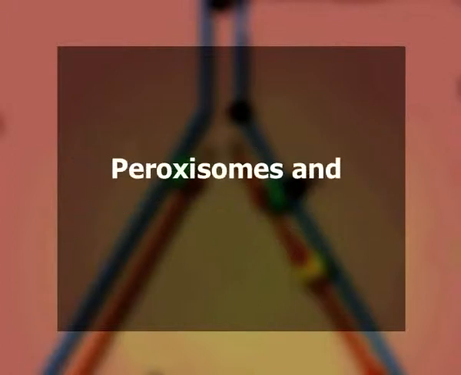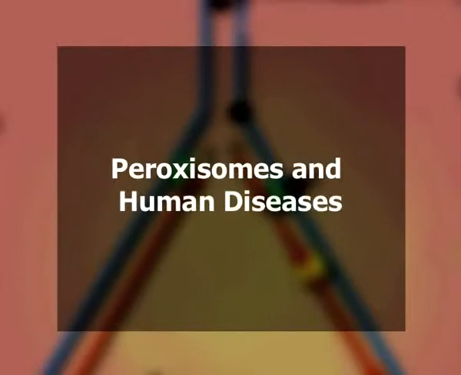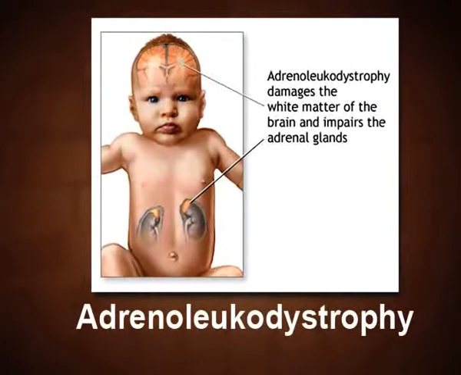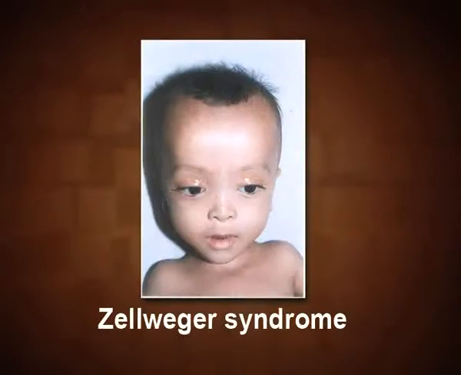Number 5. Peroxisomes and human disease. Peroxisomes are also responsible for certain diseases. These diseases can be broadly classified into 2 types: Number 1. Disease is due to deficiency of a specific matrix enzyme, which is called single enzyme deficiency. For example, ALD, adrenoleukodystrophy, and number 2, disease due to defects in the formation of organelle like Zellweger syndrome.